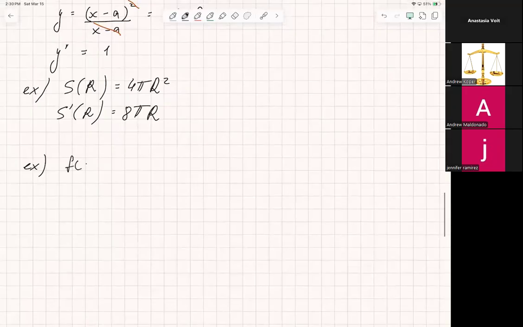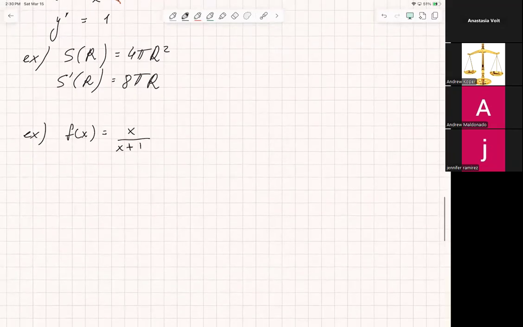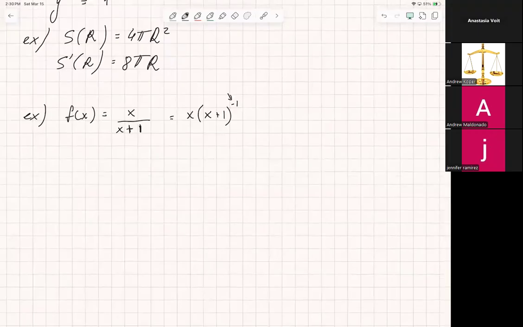Okay, so we have f of x equals, let's say, x over x plus 1. In this case, you might want to think that you can do x times x plus 1 to the power of -1, but you don't really know the chain rule yet, so we will not use this form. On Monday, once we cover the chain rule, you will be able to do this problem using the chain rule, but for now we will just use the quotient rule.